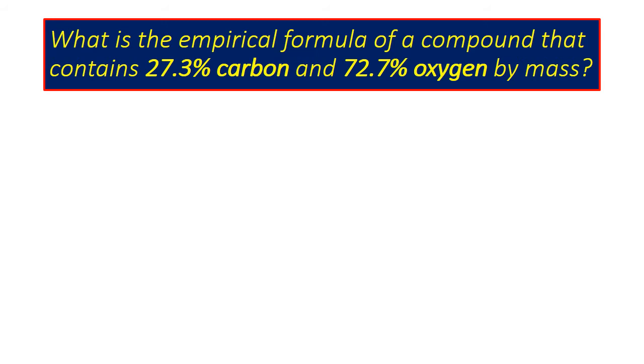So I've been given this question: what is the empirical formula of a compound that contains 27.3% carbon and 72.7% oxygen by mass? So if you're feeling confident, pause the video and have a go at that using those steps I've just mentioned.